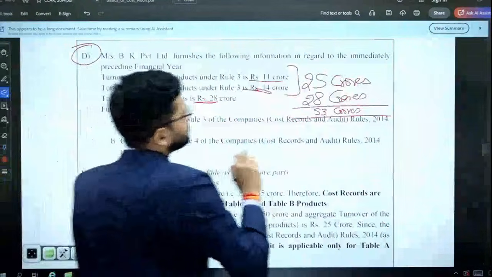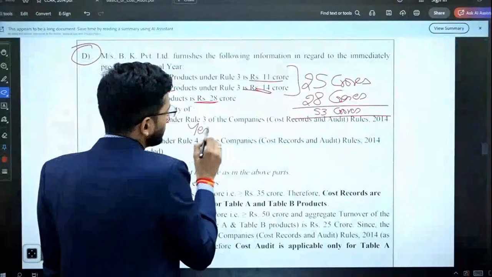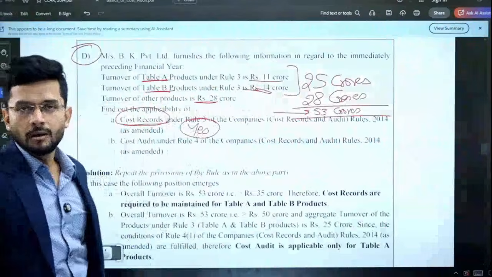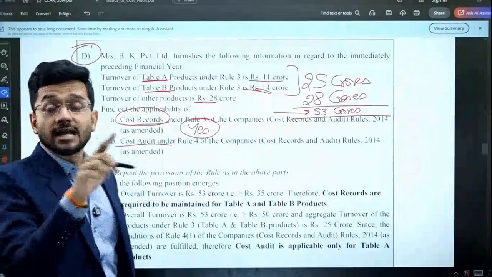You have to analyze the applicability of cost records. Yes, cost records is very much applicable because the overall turnover of the company is more than 35 crores. Cost records is applicable for both the products. Now let's analyze cost audit.